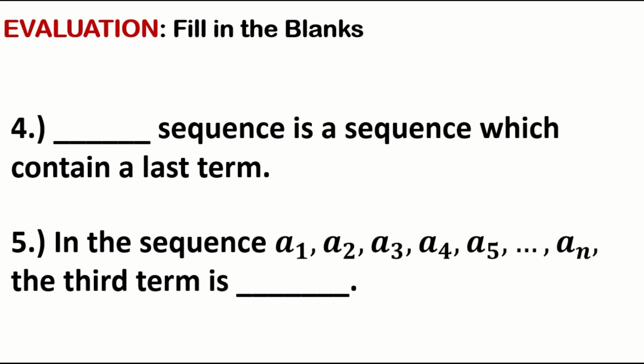And number 5. In the sequence A sub 1, A sub 2, A sub 3, A sub 4, A sub 5, up to A sub n, the third term is blank. Supply the missing word and write the completed sentence in your answer bank.